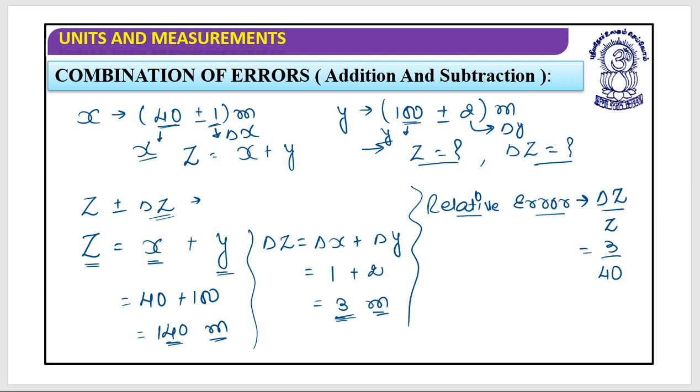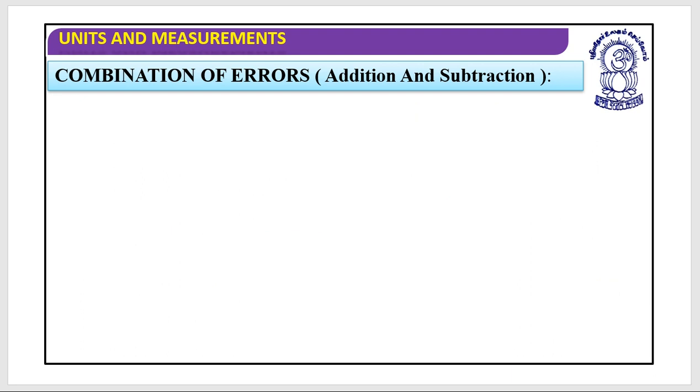Okay, next, what is percentage error? It's the relative error multiplied by 100. So this is 3 by 140 multiplied by 100. So this 0 should be gone, and this is 30 by 4, which we can say is 7.5 percent. So this is the percentage error. Does it clear? Yes. Let's move to the next numerical.